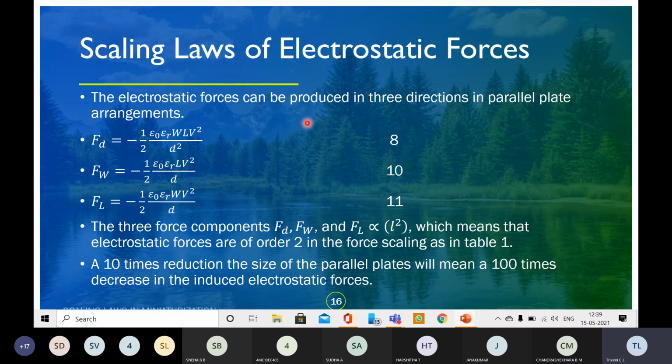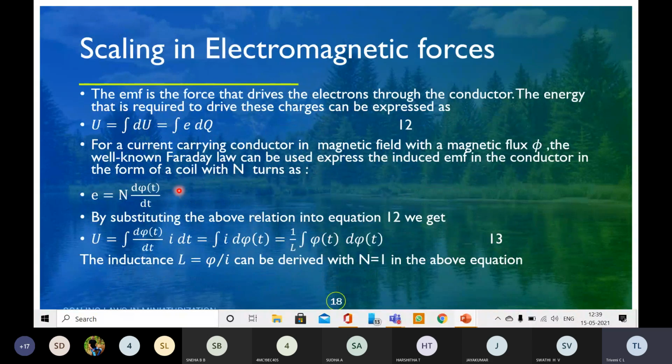Now, if you take the scaling laws, the electrostatic forces are produced in 3 dimensions here. So that one is given. We'll be having 3 dimensions. One is D, second one is W, and third one is the L itself here. So we'll take all the 3 directions for the analysis. So I think I have not given.